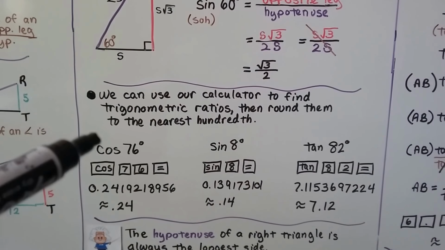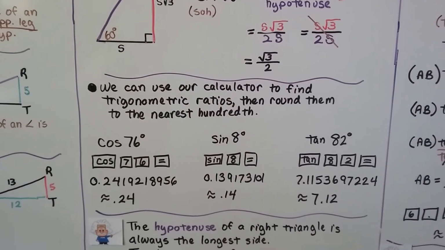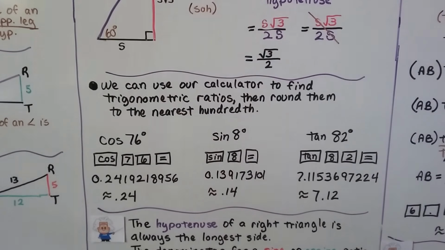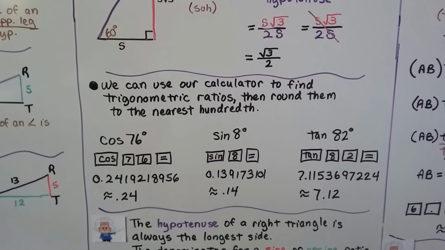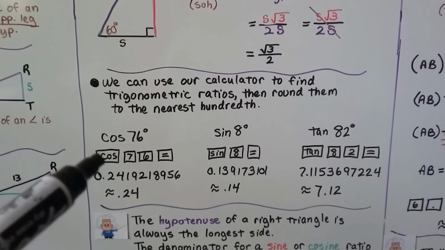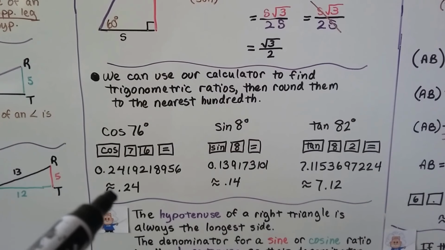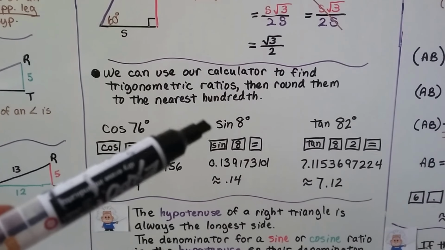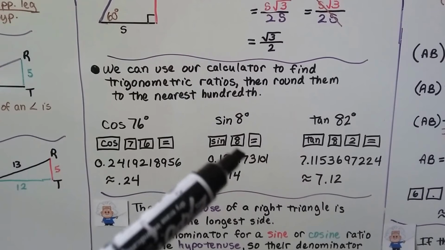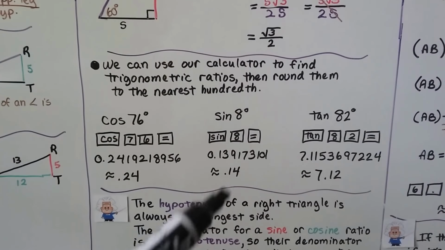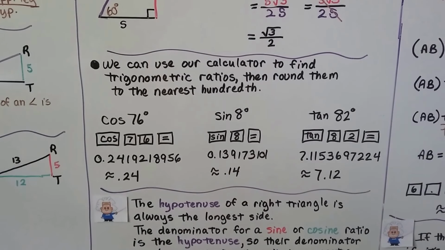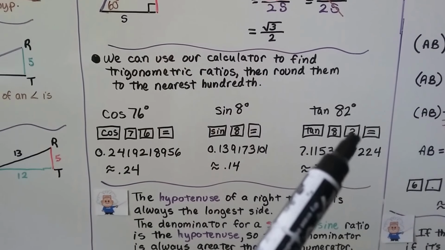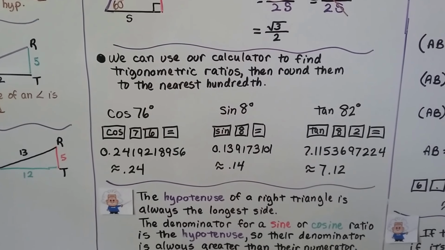We can use our calculator to find trigonometric ratios and then round them to the nearest hundredth. For the cosine of 76 degrees, if you don't have a scientific calculator, you could turn your cell phone sideways. Most cell phone calculator apps go into a scientific calculator mode sideways, okay? You hit the cosine button, the 7, the 6, the equals, and we get this nice long decimal, which rounds to 0.24. For the sine of 8 degrees, we hit the sine button, the 8, the equals, and we can round it to approximately 0.14. For the tangent of 82 degrees, we hit the tangent button, 8, 2, equals, and it's approximately 7.12.